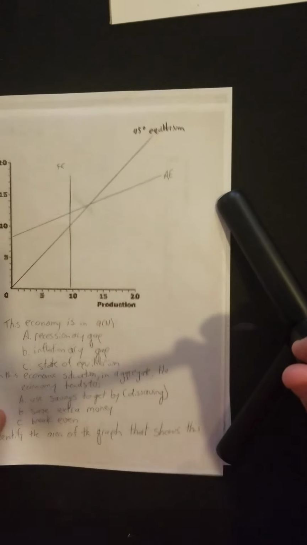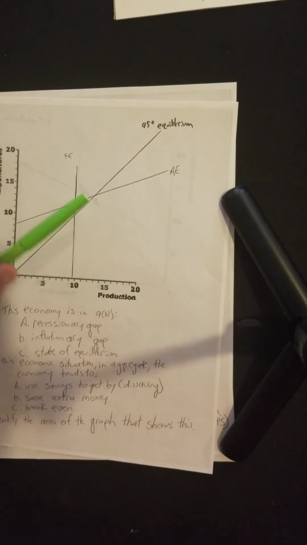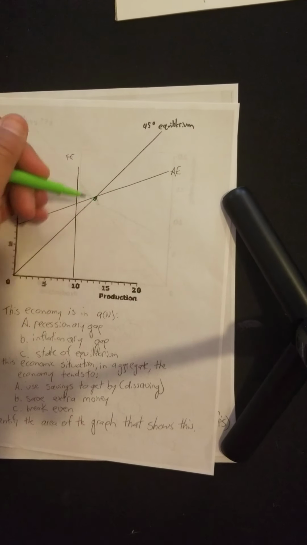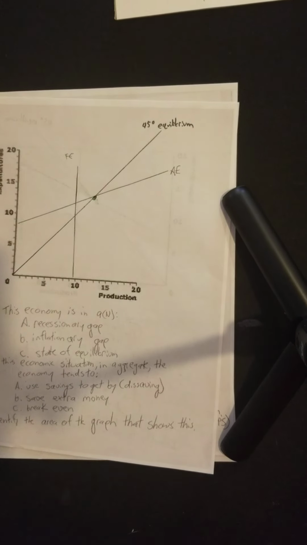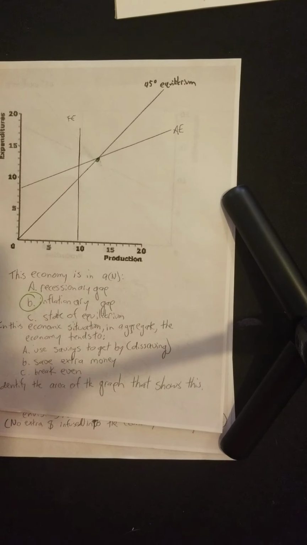All right, so here obviously we have the opposite. Okay, here's what we can produce long term. Here's our aggregate expenditure, and here's where we are right now. Right now we're producing more than we can in the long term. So we're in an inflationary gap.